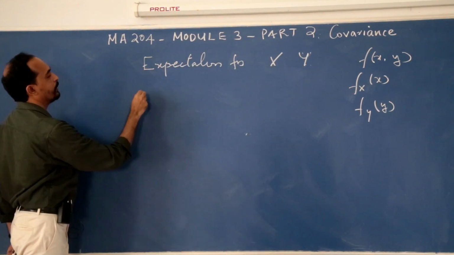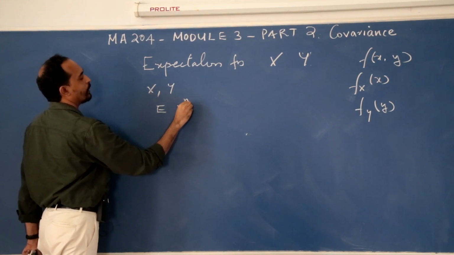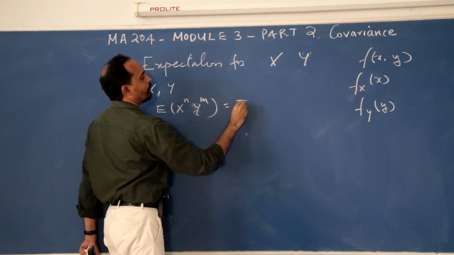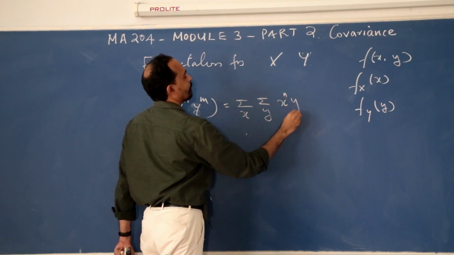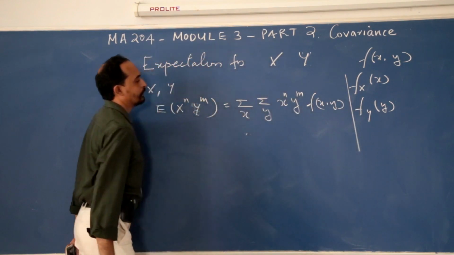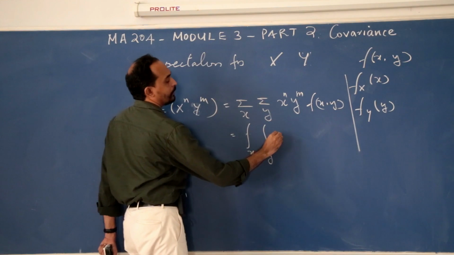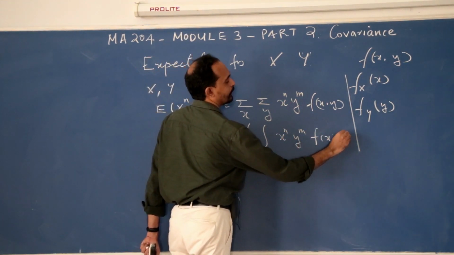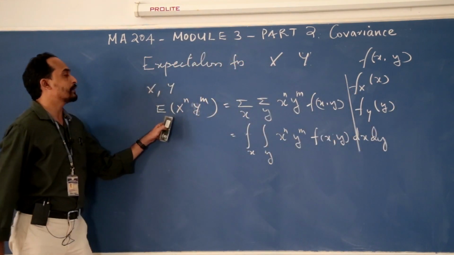It is also defined as follows. Whenever x and y are discrete, expectation of x raised to n into y raised to m is equal to sigma over x, sigma over y, x raised to n, y raised to m, f of xy. If they are continuous random variables, it is the integral over x, integral over y, x raised to n, y raised to m, f of xy, dx, dy. This is the concept behind the expectation function.